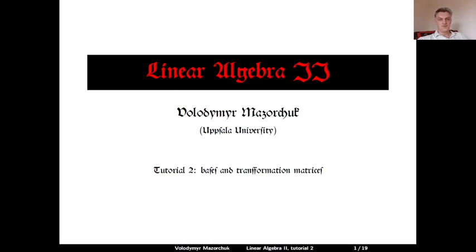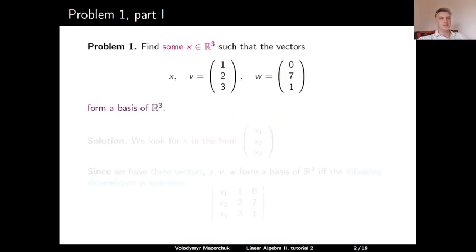Linear Algebra 2, Tutorial 2, Basis and Transformation Matrices. Problem 1. Find some vector x in R3 such that the vectors x, v, and w form a basis of R3. So here v is the vector 1, 2, 3, and w is the vector 0, 7, 1.